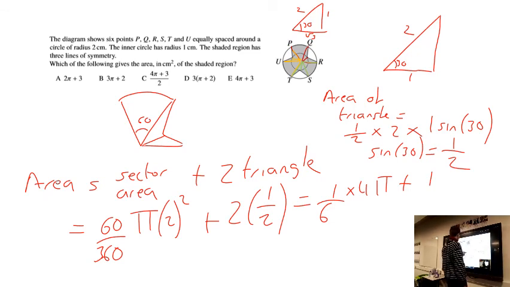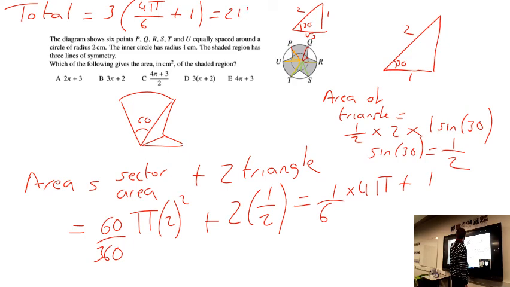And since we've got 3 of these parts, with the red part, the yellow part, and the green part, we have to multiply it all by 3. So the total is equal to 3 times 4 pi over 6 plus 1. So 3 times 4 is 12 pi over 6, that's going to be 2 pi. And 3 times 1 is 3. So the answer is A.